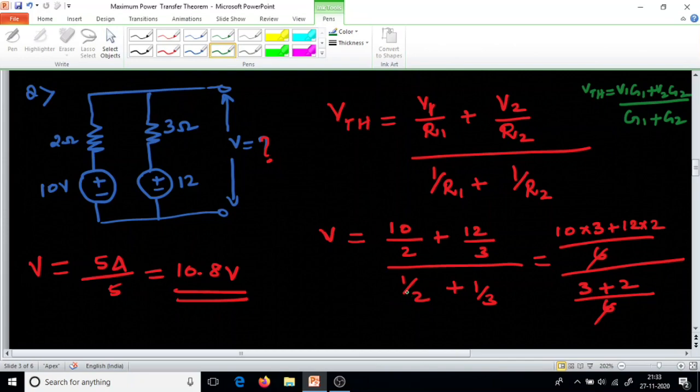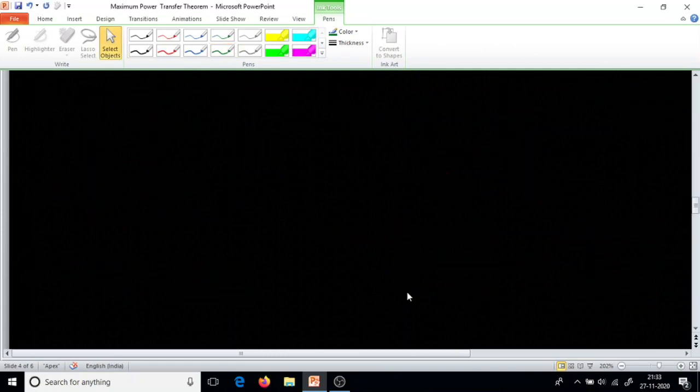I think we'll solve one more problem. This is the first part, so no more complexity. I'm not giving you more complex problems here. In the second part, there will be complex problems. Now we'll solve one GATE problem.